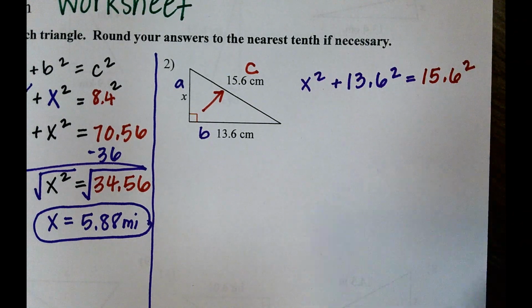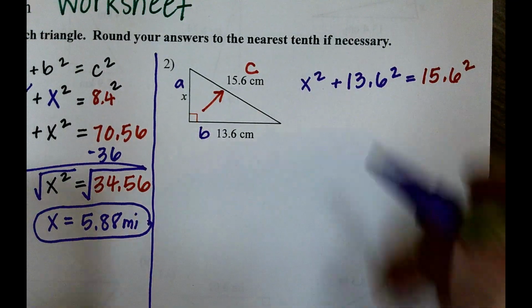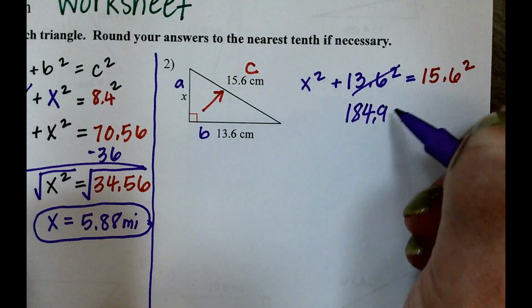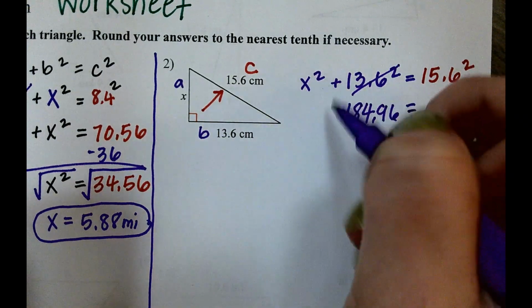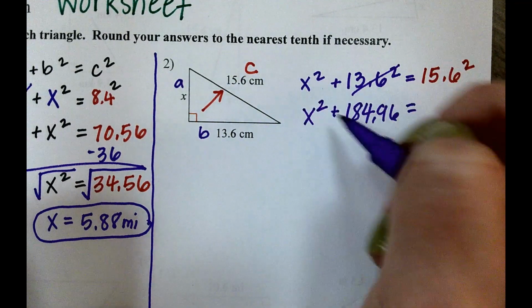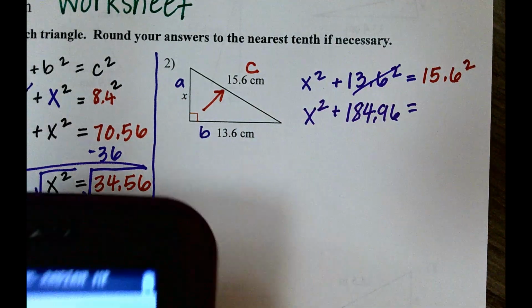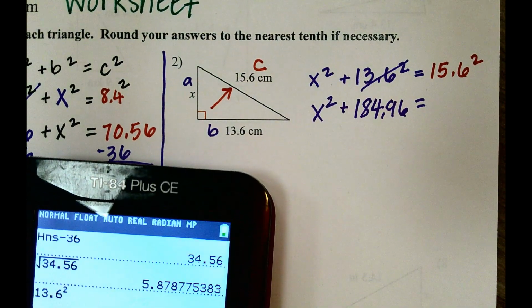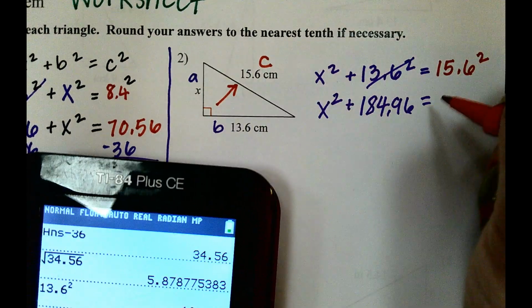Same process, write the equation, square anything that needs to be squared. So 184.96. Perfect. 184.96 equals, I'll put down x squared plus 243.36. Perfect. 243.36.